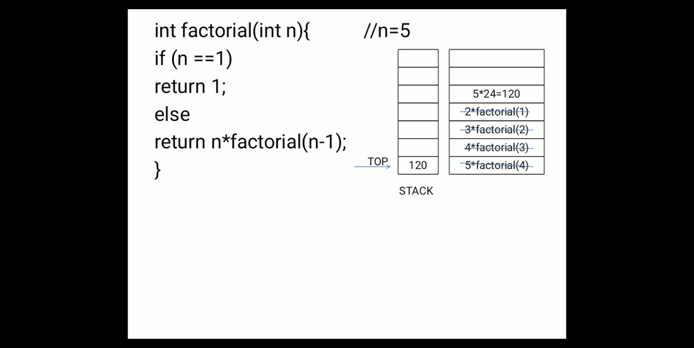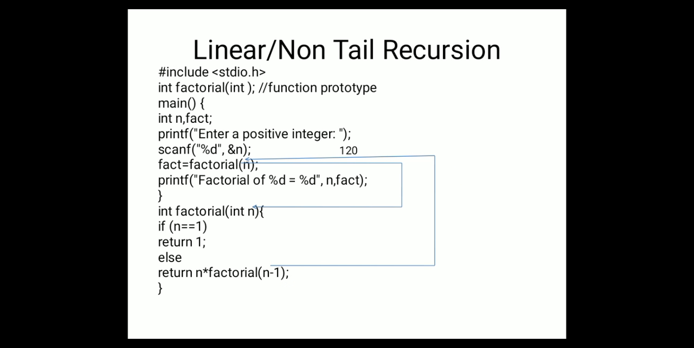So the answer is 120, and 120 is pushed onto the stack, and there is nothing left to compute further. So 120 is the answer. This factorial function will return 120 to the calling function, and 120 is stored in fact, and you are just printing that 5 factorial is 120 on the screen.